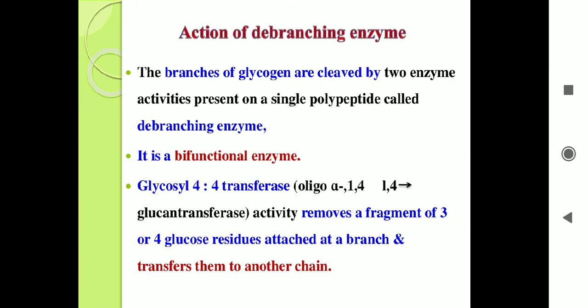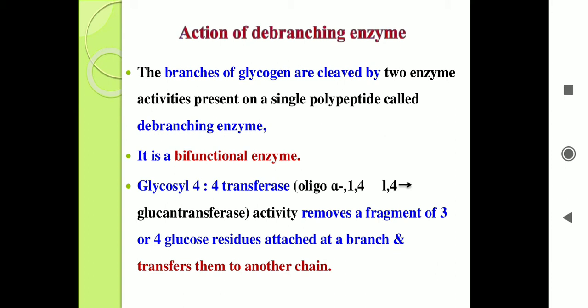Okay, so then there is an action of the debranching enzyme. Means the branches of glycogen are cleaved by two enzyme activities which are present in a single polypeptide. So that is called the debranching enzyme, and this debranching enzyme is a bifunctional enzyme. So which enzyme is used for this? That is glycosyl 4-transferase, which is the oligo alpha 1,4 alpha 1,4 glucanotransferase enzyme. The activity of this enzyme removes a fragment of 3 or 4 glucose residues attached at a branch and transfers them to another chain.